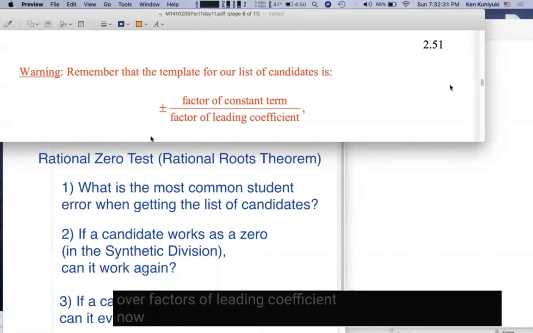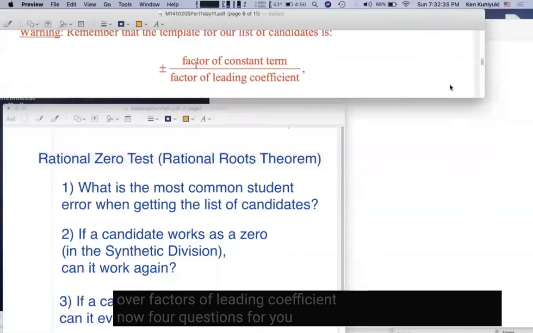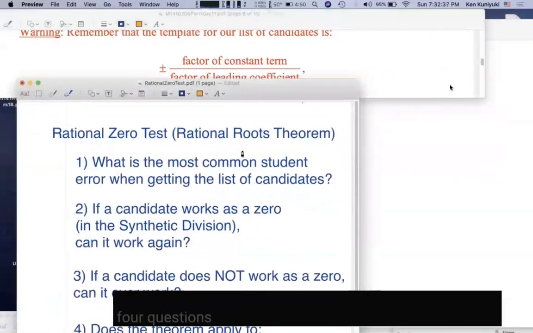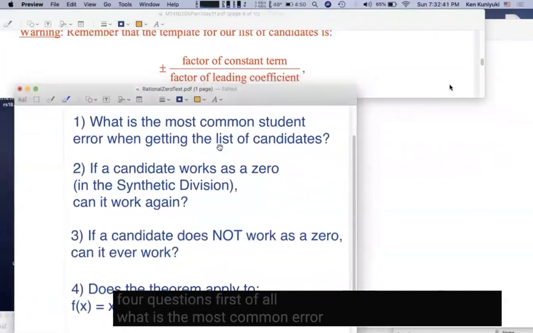Now, 4 questions for you. First of all, what is the most common error when getting the list of candidates? The most common student error. This is more of a student question than a math question.